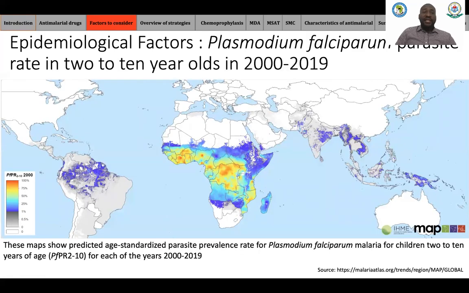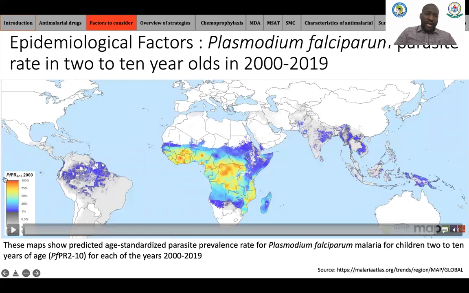An example: this is a map that shows the Plasmodium falciparum parasite rate among children between 2 and 10 years of age, from 2000 up to 2019. It's a video, and you can see the parasite rate changing over time from the year 2000 all the way up. The areas colored blue are areas with a parasite rate of less than 1%. Areas which are red have almost a 100% parasite rate in this group. And you can see the epidemiology is changing over time.